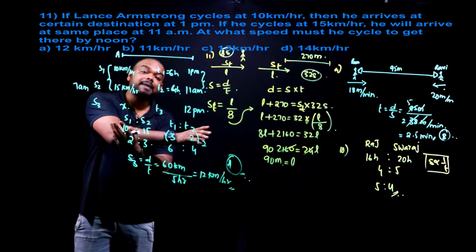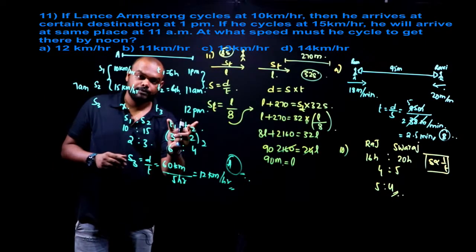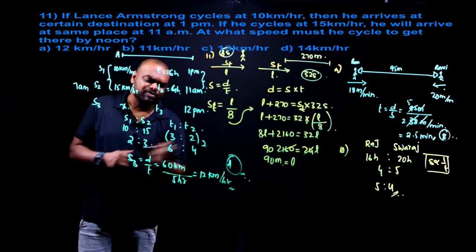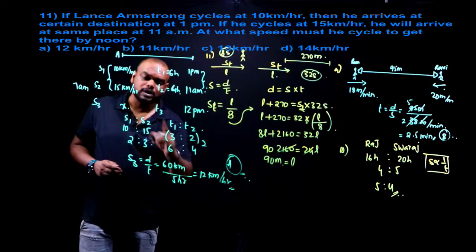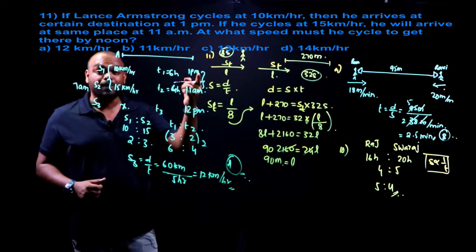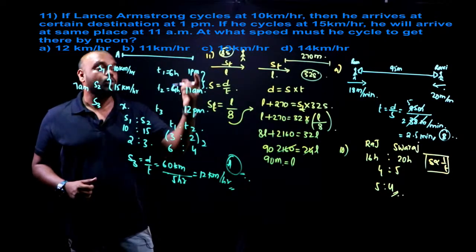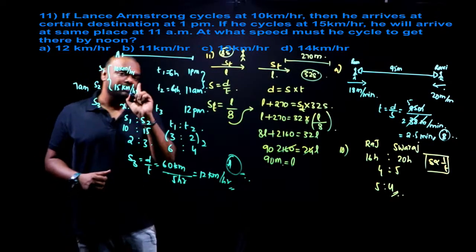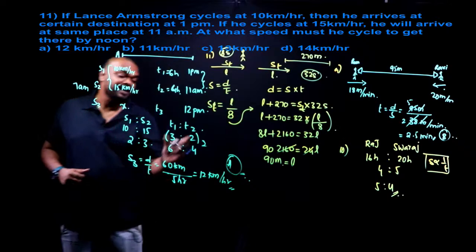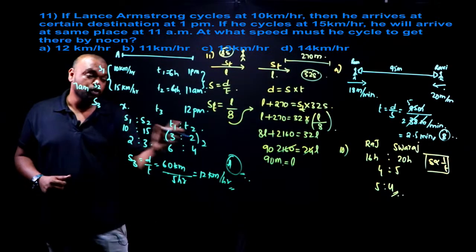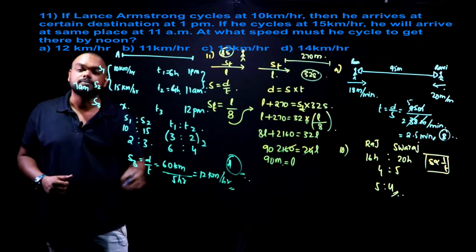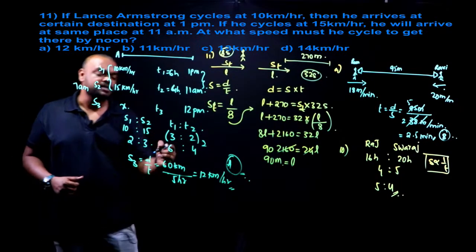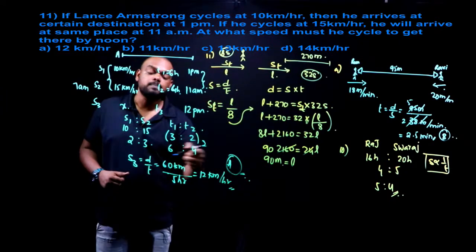Then what will be the time ratio? Inverse proportionality. So time ratio becomes 3 is to 2. Now observe, 3 hours and 2 hours, the difference is only 1 hour. But according to the question, the time difference between the first day and second day, 1 p.m. and 11 a.m., is 2 hours. So the time difference between them must be 2 hours. To make it 2 hours, multiply with 2. 3 into 2, 6 hours here. 2 into 2, 4 hours here. 6 minus 4, 2 hours time gap. Absolutely.